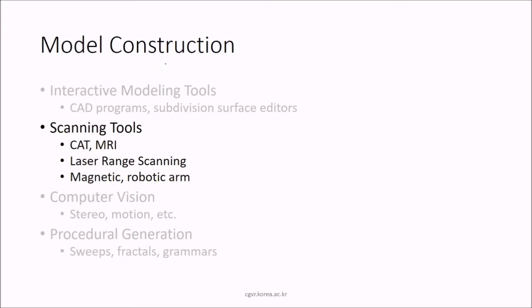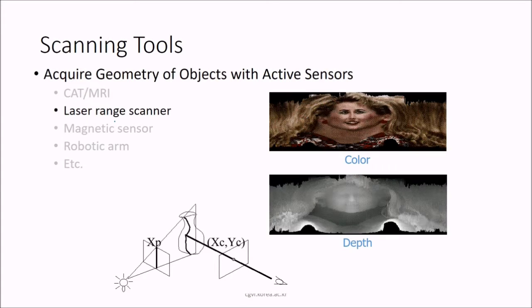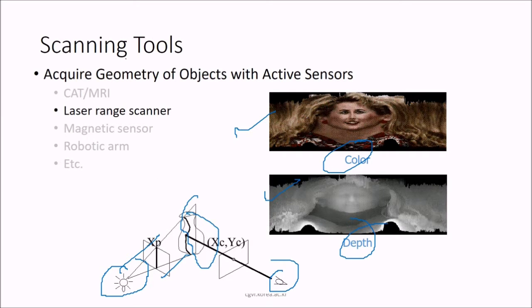Scanning tools for model construction are CAT, MRI, laser range scanning, and magnetic robot arm. These scanning tools acquire the geometry of objects with active sensors. These are from CAT and MRI, and with respect to the laser range scanner, this is the color and depth which we use in the laser range scanner. As you see, this is the device, and here this is the eye, and here is the light. So the laser range scanner combines depth and color to form the 3D object.